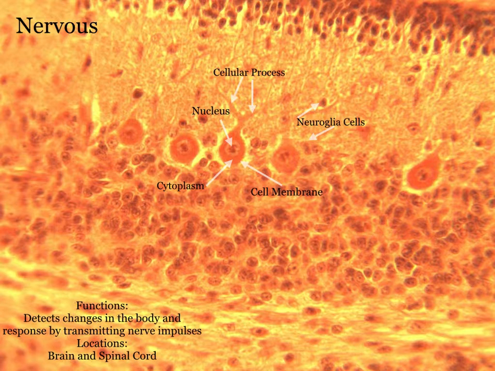Nervous tissues are found in the brain, spinal cord, and peripheral nerves. Basic cells are called nerve cells or neurons. These cells detect changes in their surroundings and respond by transmitting nerve impulses. Nervous tissue contains neuroglia, which helps support and bind the components of nervous tissue.